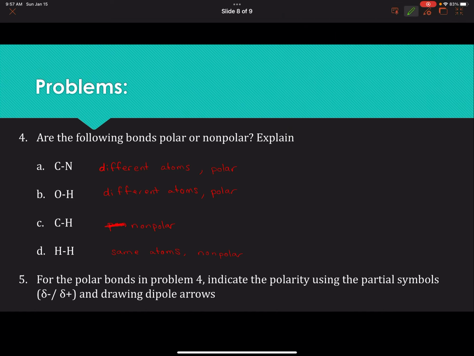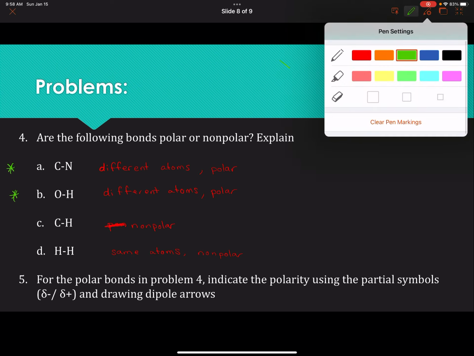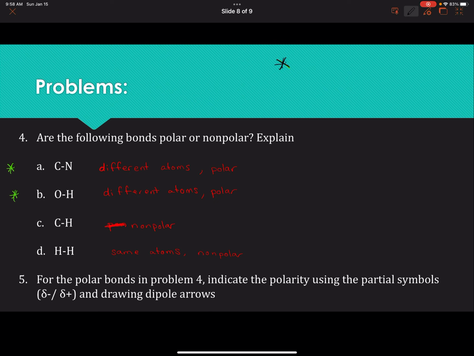So for problem number 5, we're asked to go back to our polar bonds and indicate their polarity using partial symbols and drawing dipole arrows. So our polar bonds were in A and B. So we'll go ahead and start by placing the partial positives and partial negatives. And to do that, we've got to look at our electronegativities. We've got to remember our electronegativity trends.